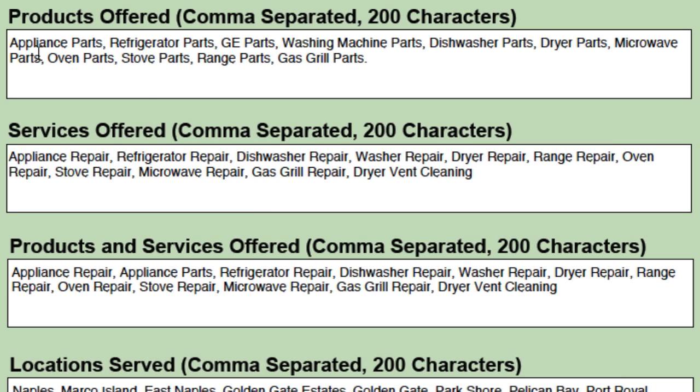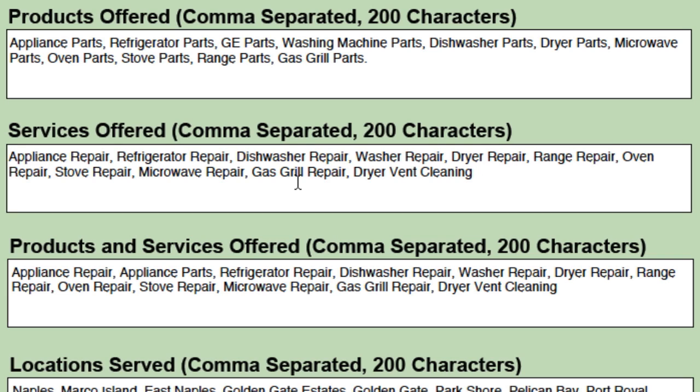So under products offered, appliance parts, refrigerator parts, GE parts, washing machine parts. Now notice how I'm providing these parts in order of the most profitable parts that POSTECH distributes, from the most to the least. Services offered, appliance repair, comma, refrigerator repair, dishwasher repair, washer repair, dryer repair.